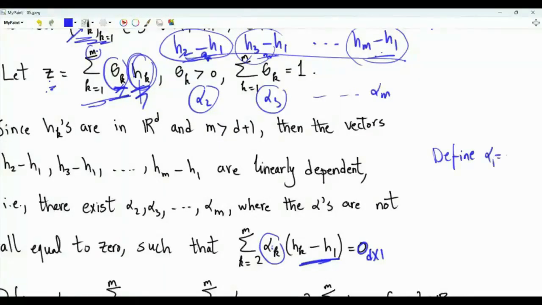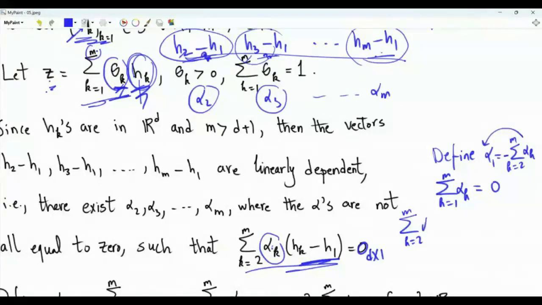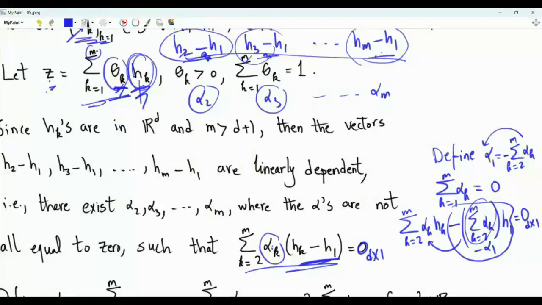Define alpha 1 to be minus the sum k from 2 to m of alpha k. We can then move the sum to this side, join alpha 1 to the sum. We have summation k from 1 to m of alpha k is equal to 0. If we go back to this expression, it is summation k from 2 to m alpha k hk. Then we have minus the sum k from 2 to m alpha k. This sum is multiplied by the vector h1. This is equal to the all 0 vector in d dimensions. By definition, this summation is minus alpha 1. So this here is alpha 1 h1, which can be joined into the sum. We have a sum k from 1 to m alpha k hk, and this is equal to the all 0 vector.